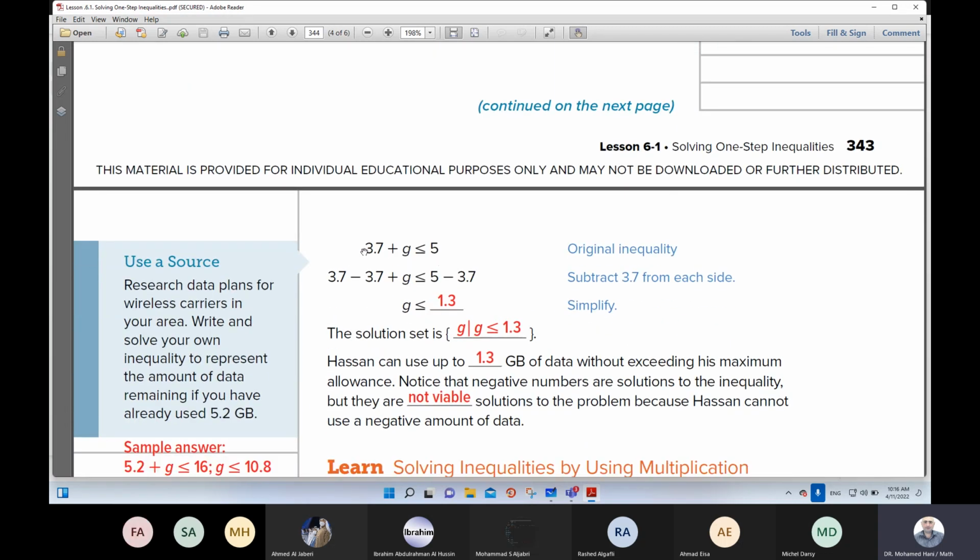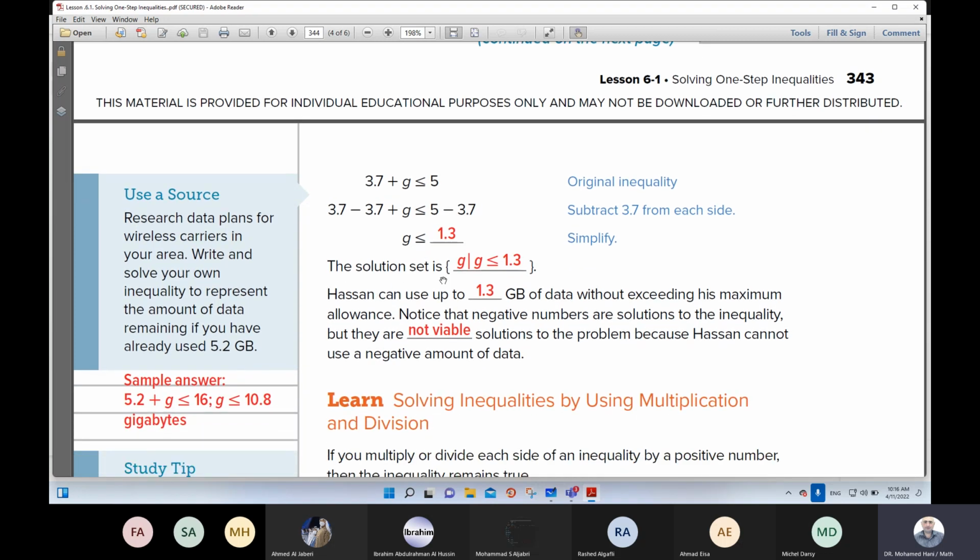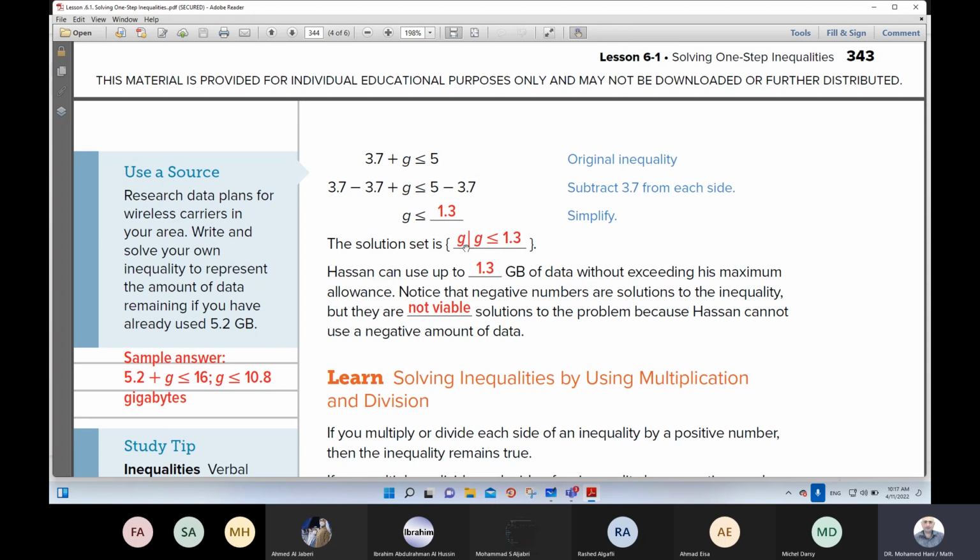To solve this inequality, try to remove 3.7 from the side. So 3.7 minus 3.7, and here 5 minus 3.7. 3.7 minus 3.7 will be 0. It means here G is less than or equal to 5 minus 3.7, which will be 1.3. So the solution set is G such that G is less than or equal to 1.3.